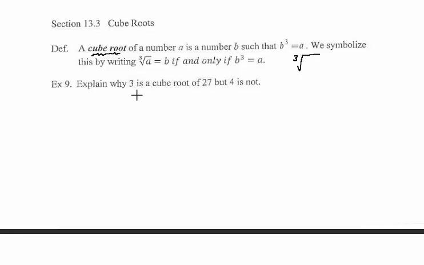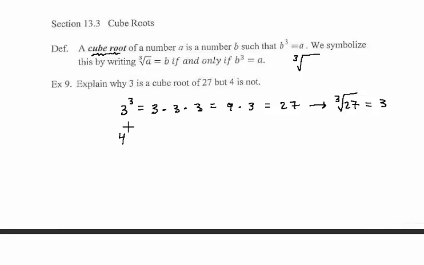Example 9 wants us to explain why 3 is a cube root of 27. If we take 3 and cube it, then what we have here are 3 3's multiplied. 3 times 3 is 9, and then we have an additional 3. 9 times 3 is 27. So if 3 cubed equals 27, then the reverse operation, the cube root of 27, would simply just give us back 3.